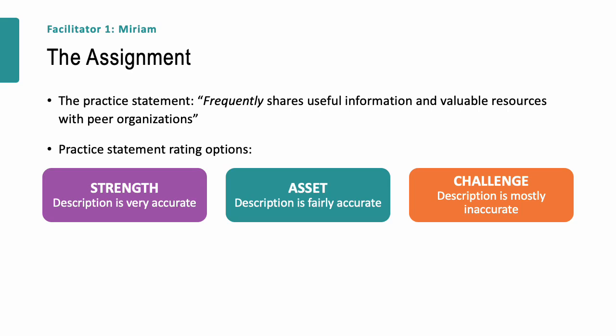In this case, the group will need to determine how often their organization must share information and resources with peer organizations in order for it to be considered frequent. The team must then score the practice statement as a strength, meaning the statement very accurately describes their organization, an asset, meaning that the statement somewhat describes their organization, or challenge, meaning that the statement mostly does not describe their organization. Let's check in on Miriam's session.